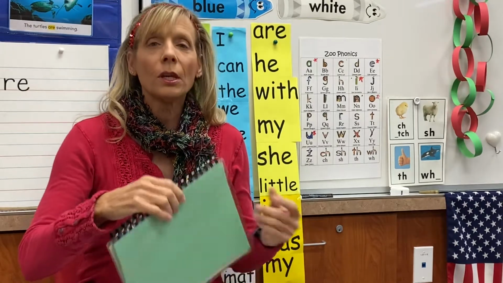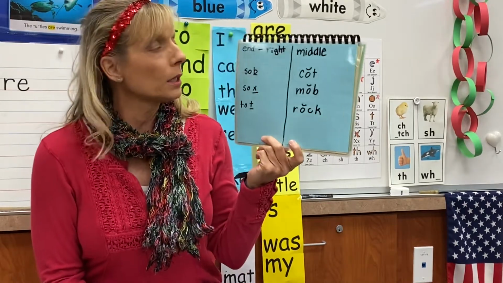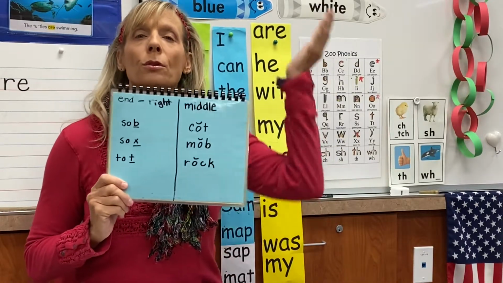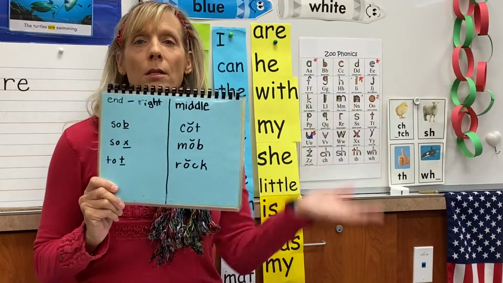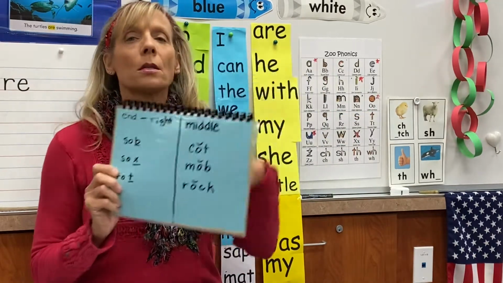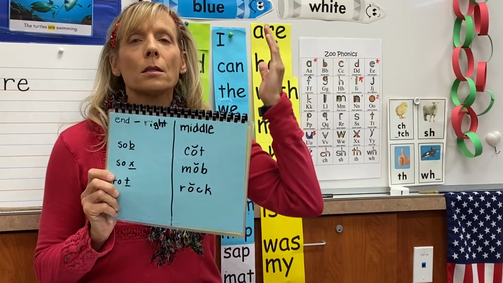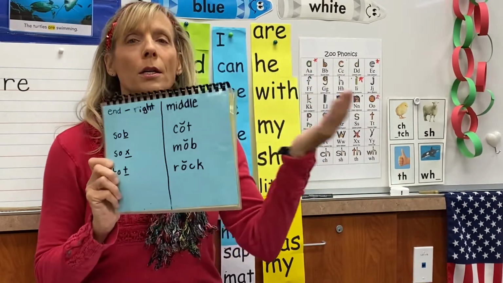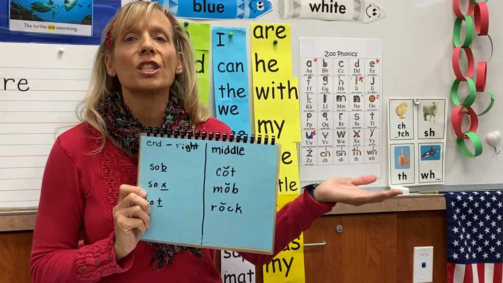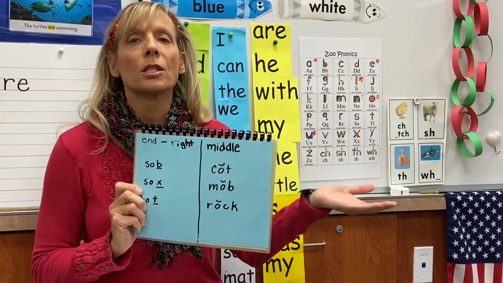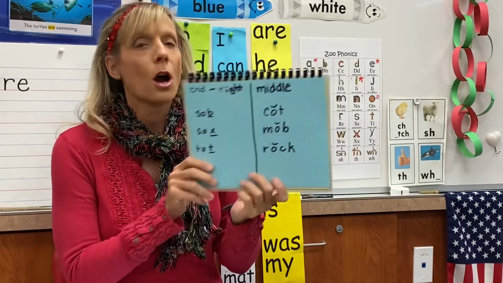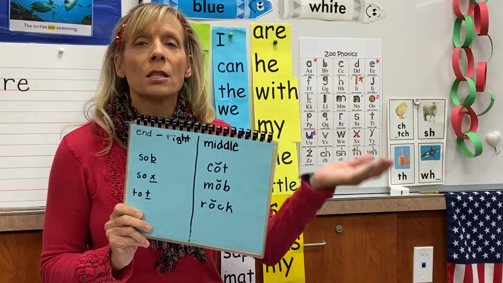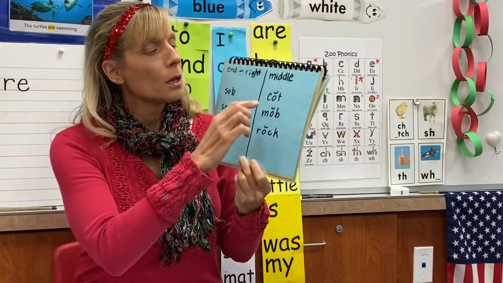Let's go to the ending sound. That means our right hand is out because we read from left to right. Ending sound is on the right. Here we go. The word is sob. Sob. Ending sound, b. Say socks. Socks. Ending sound, x. Say tot. Tot. Ending sound, t.